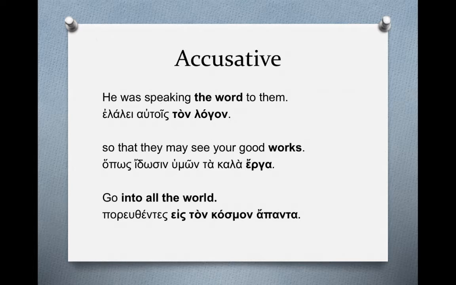And here it's really not signifying anything special, except for the fact that eis almost always is followed by an accusative case. Here it's just telling us, okay, kosmon is the object of the preposition. It's not functioning as the direct object of the sentence. And that's kind of intuitive as we go through it anyway. Go into all the world. But the accusative can also be used as the object of the preposition.